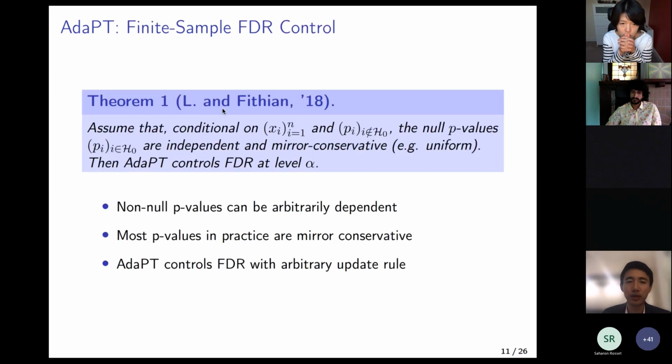So our main result is the following. Suppose that conditioning on the covariate and the non-null p-values, all the null p-values are independent and mirror conservative, which is a new concept we define in our paper. You don't need to worry about this concept. One thing is, if the p-value is uniform, it's mirror conservative. So this is just a generalization of the uniform distribution. And we show that most examples in practice satisfy this property. Then we show that AdaPT controls FDR at level alpha in finite samples. Note that the non-null p-values can be arbitrarily dependent, and AdaPT controls FDR with an arbitrary update rule.